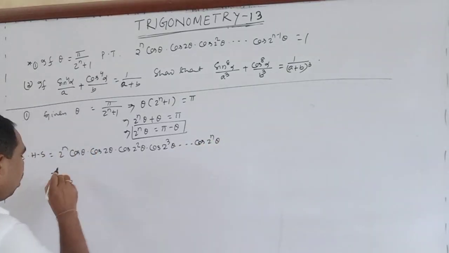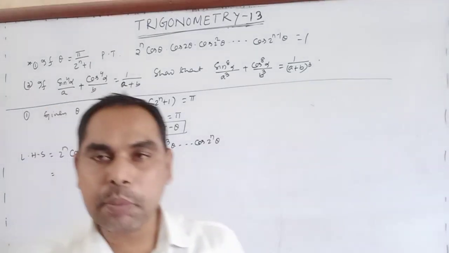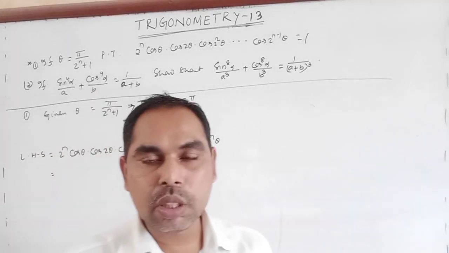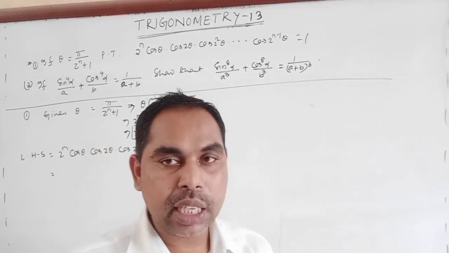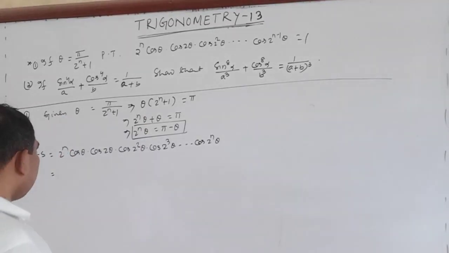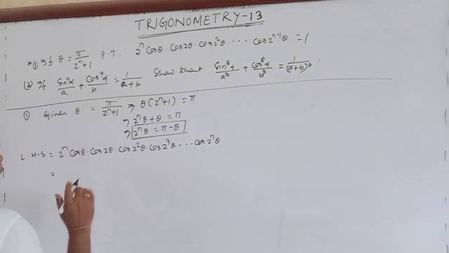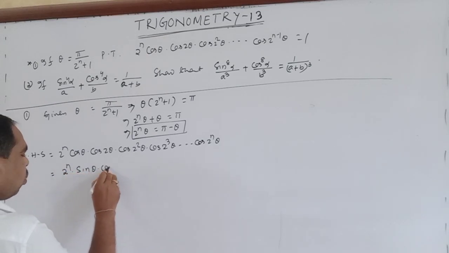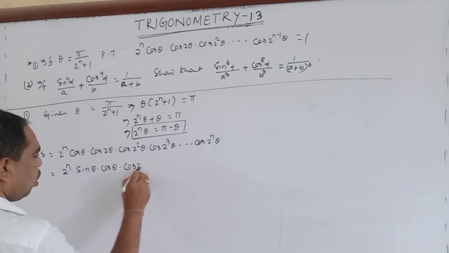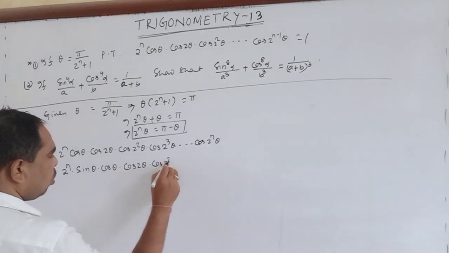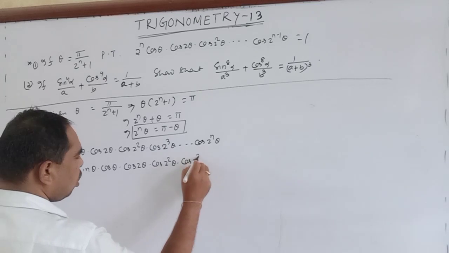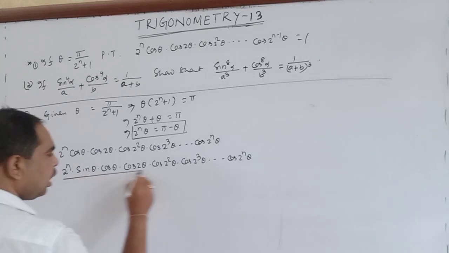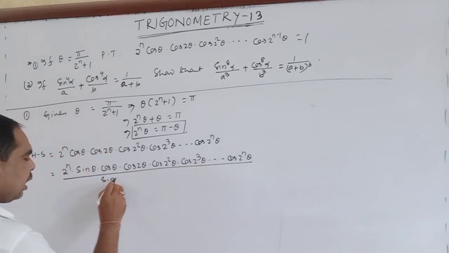Multiplying both numerator and denominator by sin theta, because 2 sin theta into cos theta is equal to sin 2 theta. So we get 2 to power n into sin theta into cos theta into cos 2 theta into cos 2 square theta into cos 2 cube theta dot dot dot, whole divided by sin theta.